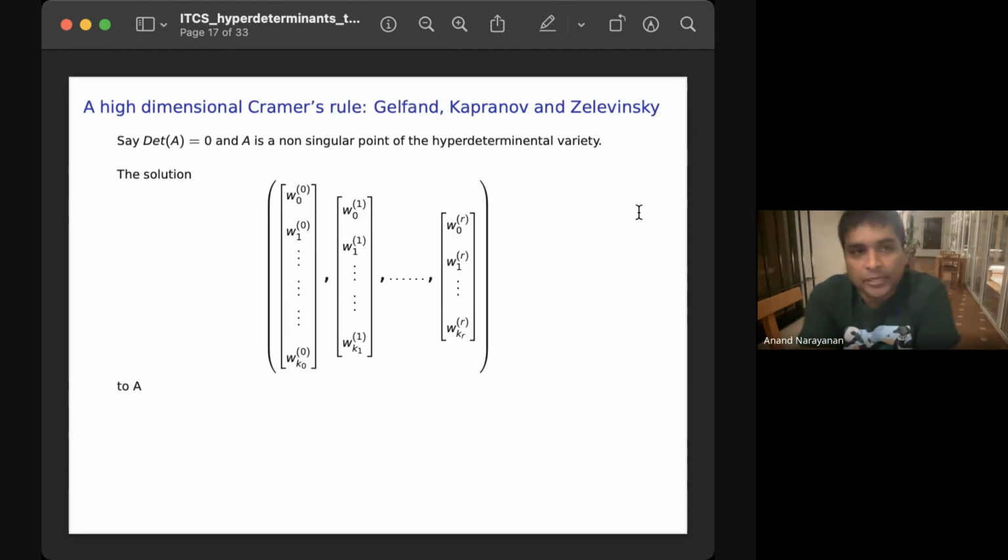Okay, so on to the reduction. So someone gives you a tensor and wants you to solve the associated multilinear system. So the first thing you do is you have at hand an arithmetic circuit to compute the hyperdeterminant. So you compute the hyperdeterminant and see if it's 0. If it's not, then you say, okay, there's possibly no solution. So you reject it. And if it is, then I'm going to assume that A is a non-singular point of the hyperdeterminantal variety. And I'm going to tell you what that means in a moment.